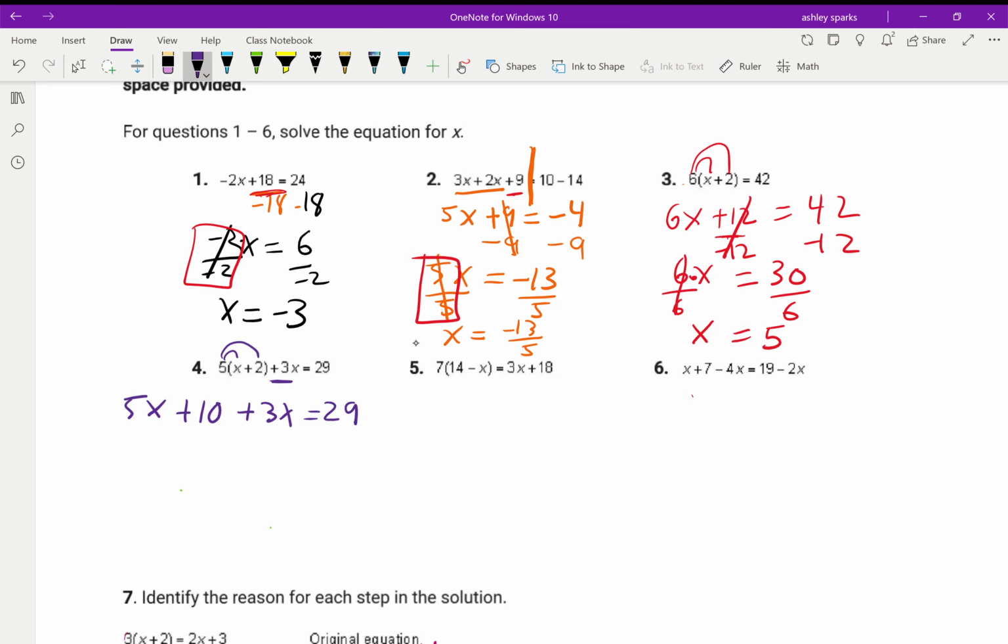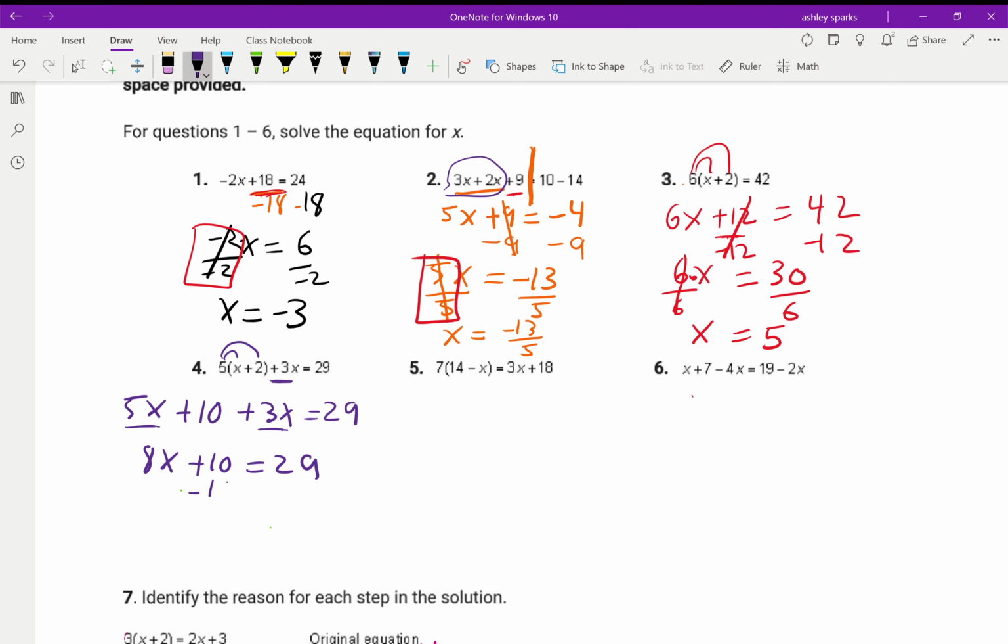Well, now I have a similar situation that I had in 2, right? Where I have x's together on the same side. So again, before doing anything else, simplify. I want it to look like that two-step equation. So I get 8x plus 10 equal to 29. We're back to that two-step equation.